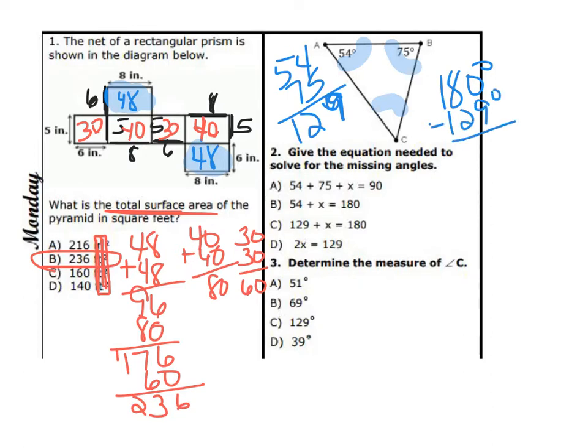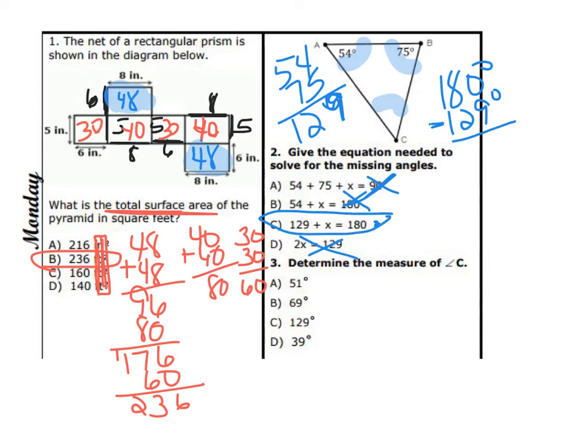But are they asking us to do the answer for number 2? No, it's just asking for an equation. So what would be the equation? Would it be A, that all the angles equal 90? No. How about B? Do we just add 54 plus X to give me 180? No. How about C? Do we add 129 plus X equals 180? Maybe. How about D, 2X equals 129? No. So my answer is letter C.